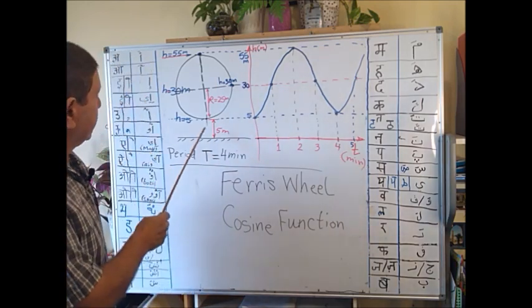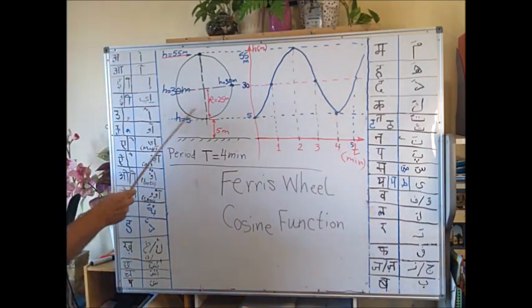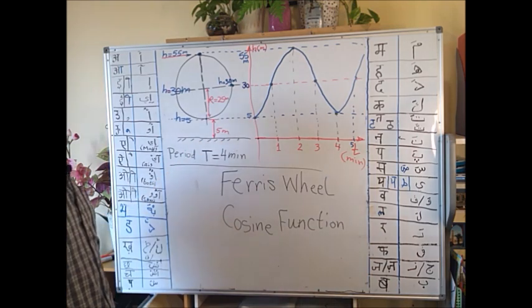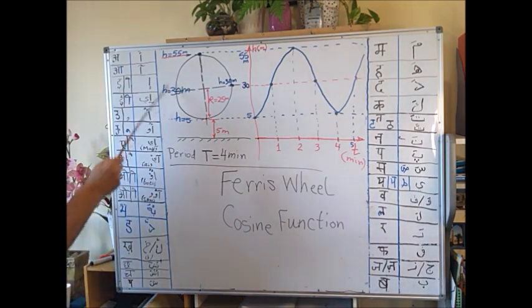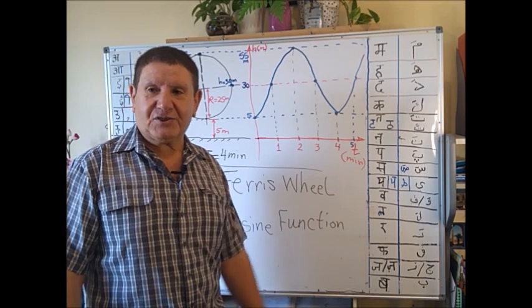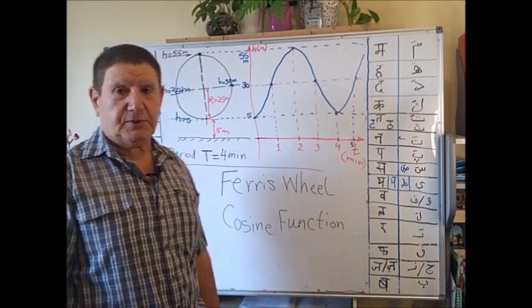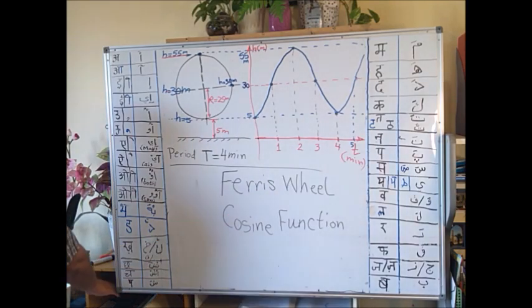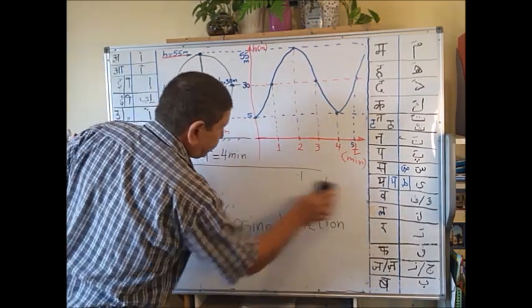Let's have an example like this. The Ferris wheel has a radius of 25 meters, and the lowest point is 5 meters above the ground level. The full circle is completed in 4 minutes. We are required to write a cosine function that represents the height with respect to time. Okay, then let's see what we're going to do.